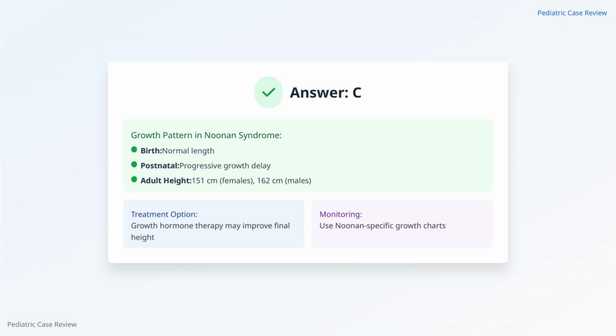Children with Noonan Syndrome typically have normal birth length but develop progressive postnatal growth delay. Mean adult height is approximately 151 centimeters in females and 162 centimeters in males. Growth hormone therapy may improve final height. Use Noonan-specific growth charts for accurate monitoring.